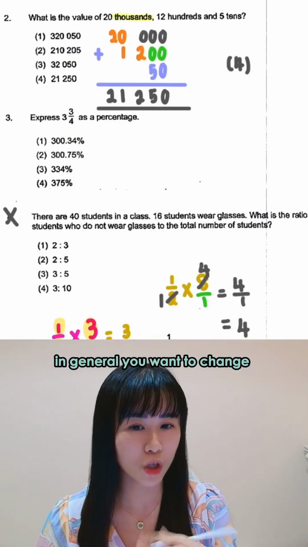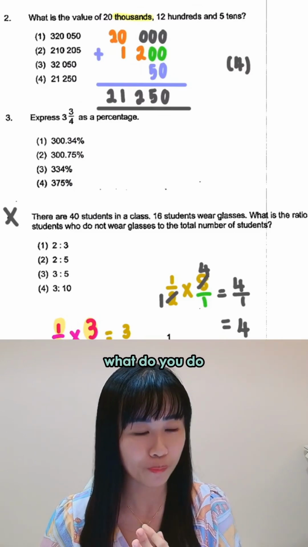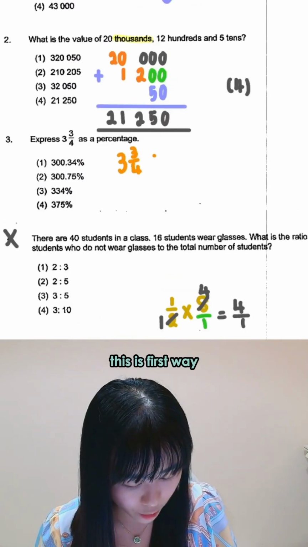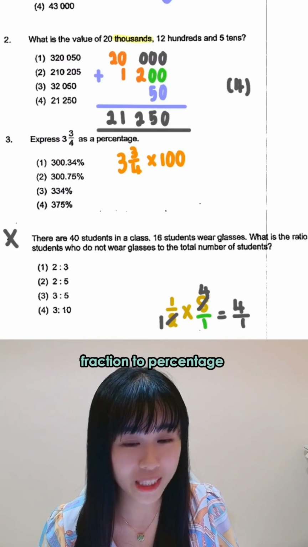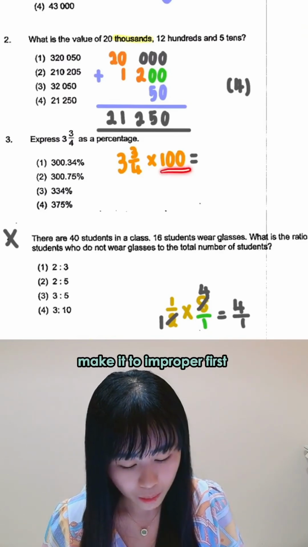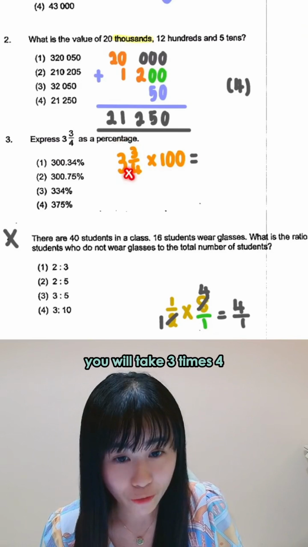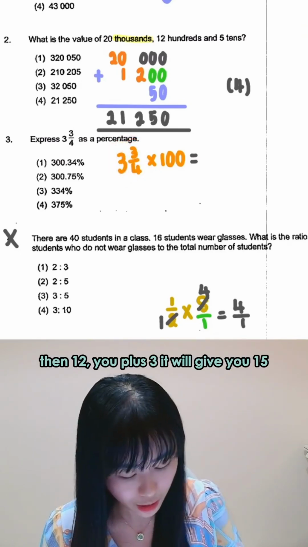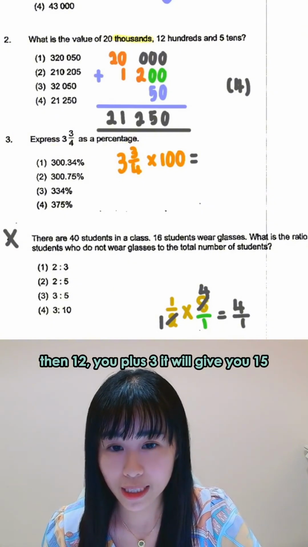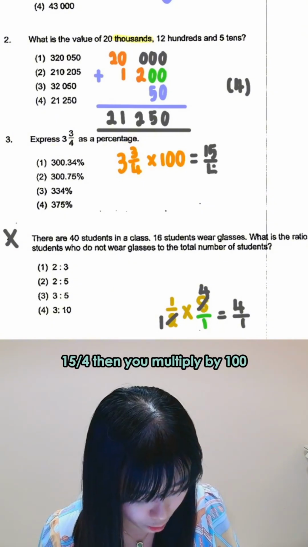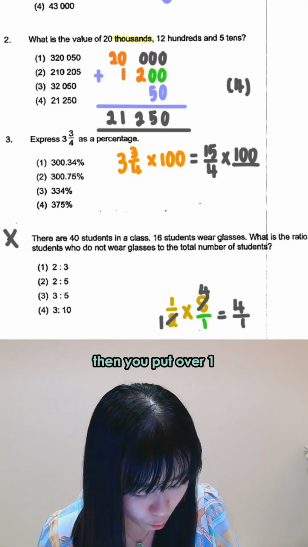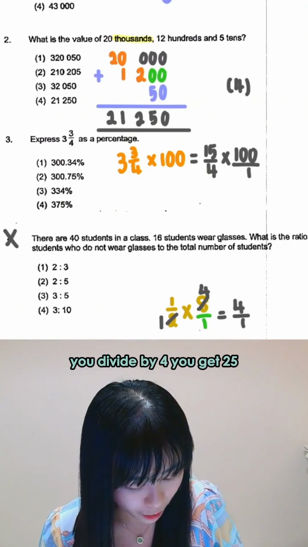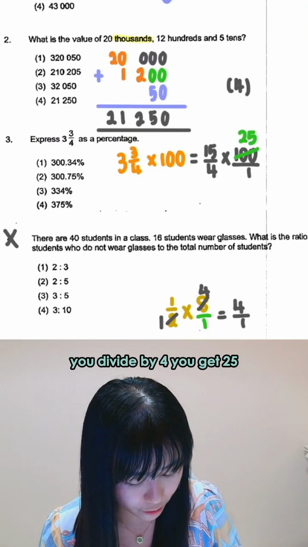In general, if you want to change a number to a percentage, what do you do? You times 100. This is the first way. Fraction to percentage always times 100. If you want to times, make it improper first. You will take 3 times 4, which will give you 12. Then 12 plus 3 will give you 15. 15 out of 4, then you multiply by 100. Then you put it over 1. Then you can cancel. You divide by 4, you get 25. Divide by 4, get 1.